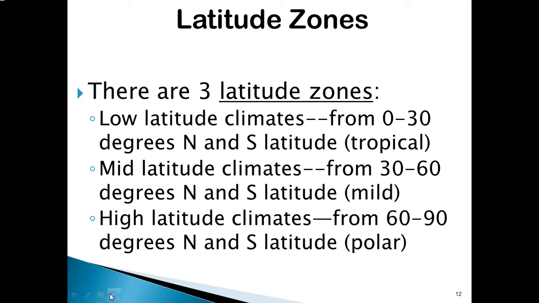Now, there's a pattern here. The pattern is based on 30. 0 to 30, 30 to 60, and 60 to 90. Why is that? Because latitude goes from 0 degrees, the equator, to 90 degrees north, the North Pole, and 0 degrees, the equator, to 90 degrees south, the South Pole. Now earlier we said the low latitudes are going to be your warmer climate zones. Mid-latitudes, where we live, are going to be your moderate. And high latitudes are going to be your cold stuff. Think polar bears and icicles.